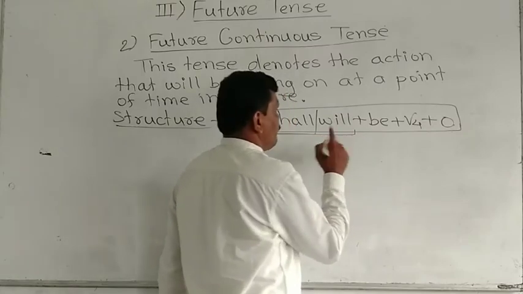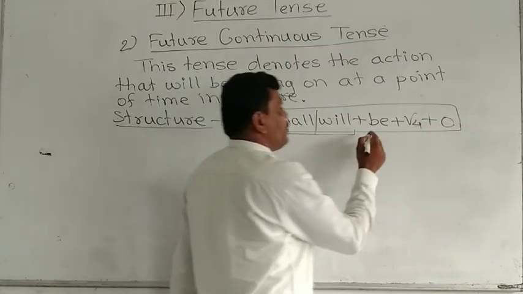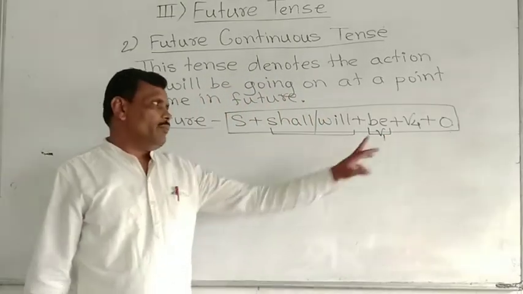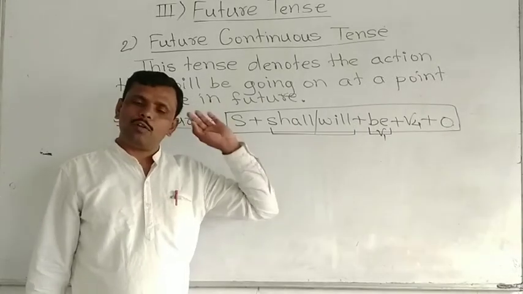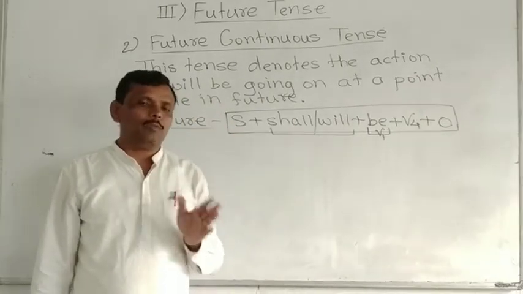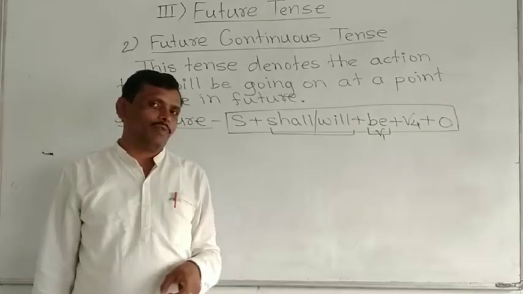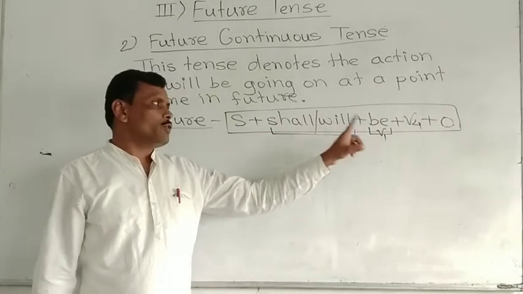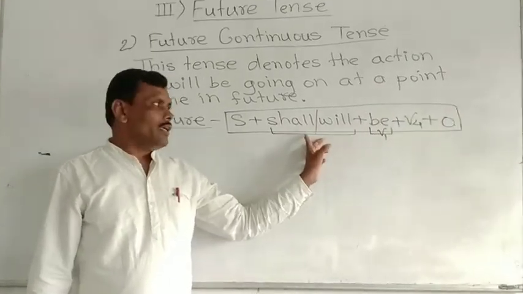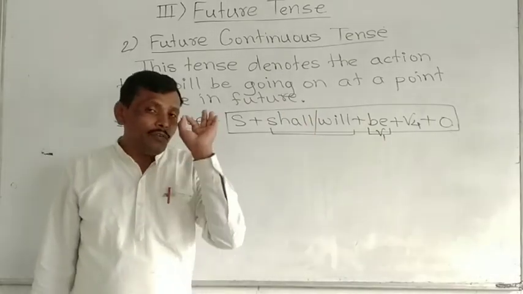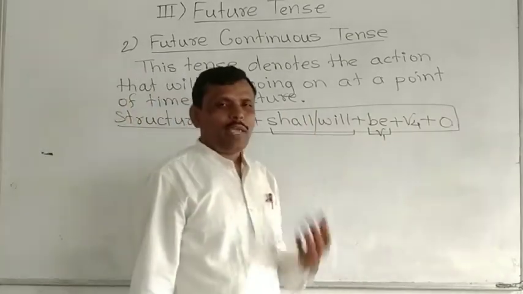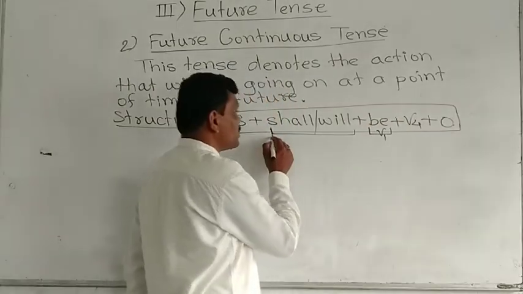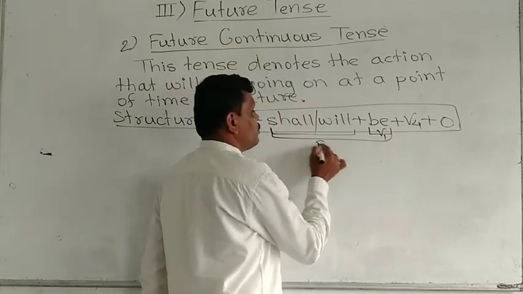This shall or will plus be. Be is working here as a V1. Be is the base form and our rule is that after shall or will we have to use V1. We should not break this rule. After shall or will we have to use V1. So here be is used as a V1 and then to make the continuous action we have used V4. Here shall or will plus be make future time.